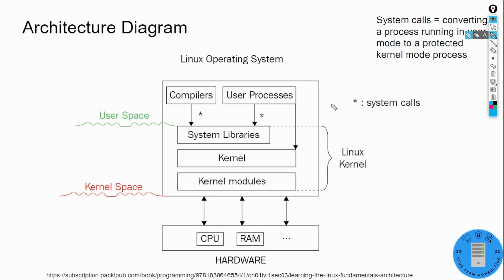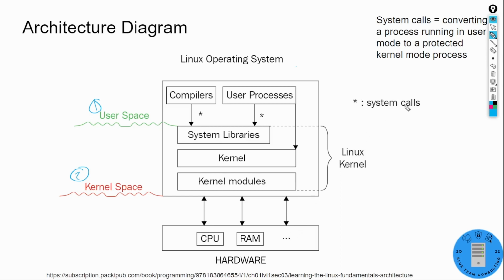So, the architecture diagram. This is important to know, just a good picture here, grabbed from Packt Pub. Thank you so much for this. It's an overview of the Linux operating system, and it shows the key areas here. 1 being user mode, 2 being kernel mode. So we have our user space here with all of our compilers and our processes that are running and executing. They go down to our system libraries and our kernel space here with the kernel and the kernel modules. And then it's interfacing and working with the hardware for our CPU and RAM utilization.